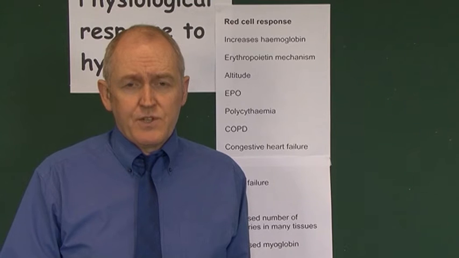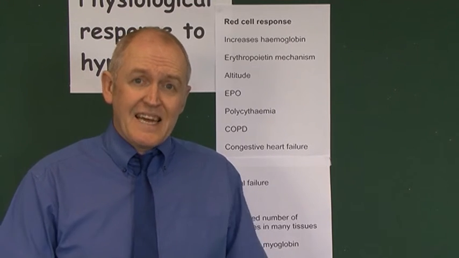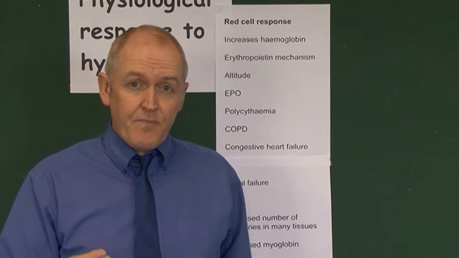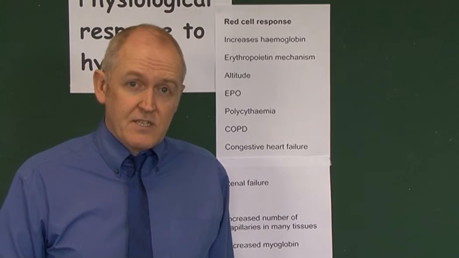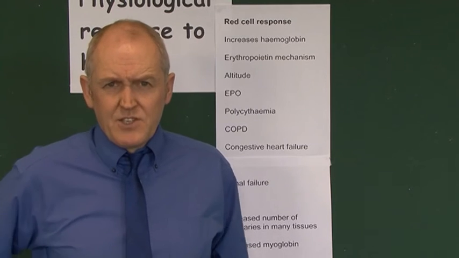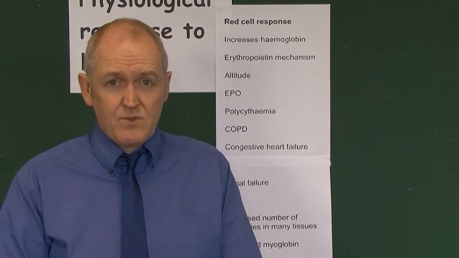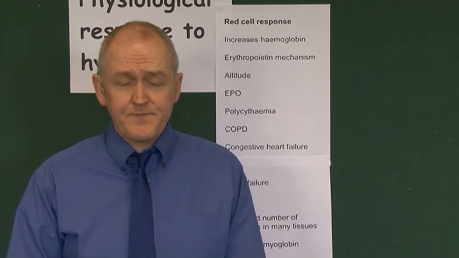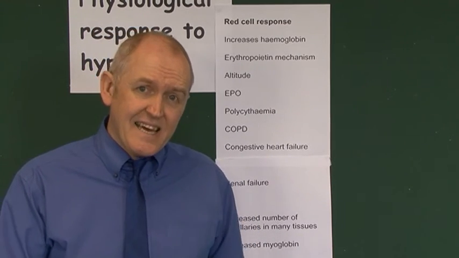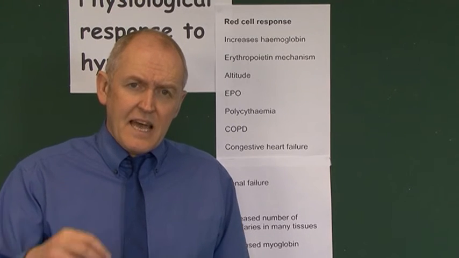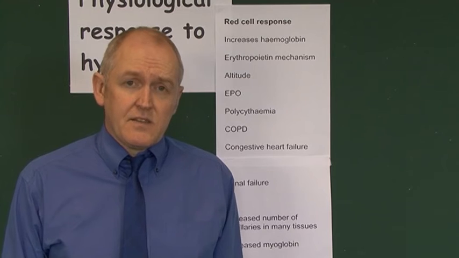For example, patients with chronic obstructive pulmonary disease aren't getting the oxygen in their blood, so they get this erythropoietin mechanism. And patients with chronic obstructive pulmonary disease can become polycythemic. And again, that predisposes them towards thromboembolic disease. They're more likely to get thrombosis and subsequent emboli formation. Patients with congestive heart failure as well, as we've said, they can get a stagnant hypoxia. Again, that can stimulate the erythropoietin mechanism and they can become polycythemic.